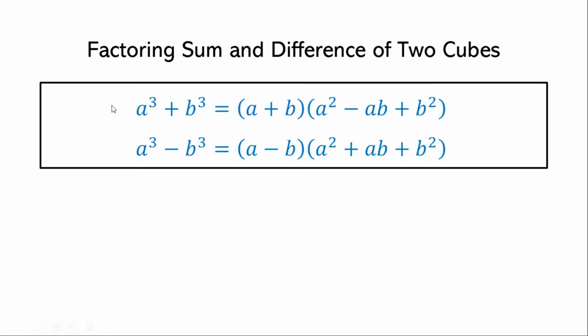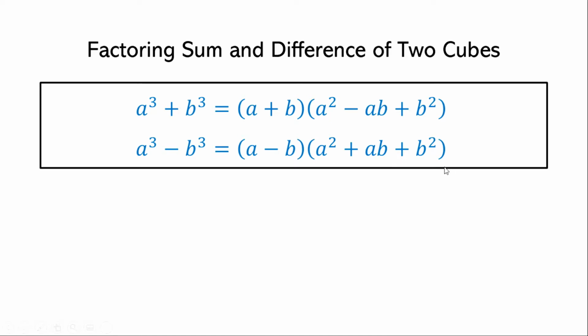Una, for the sum of two cubes, we have a cube plus b cube is equal to a plus b times a squared minus ab plus b squared. And for the difference of two cubes, tandaan naman natin yung a cube minus b cube is equal to a minus b times a squared plus ab plus b squared.